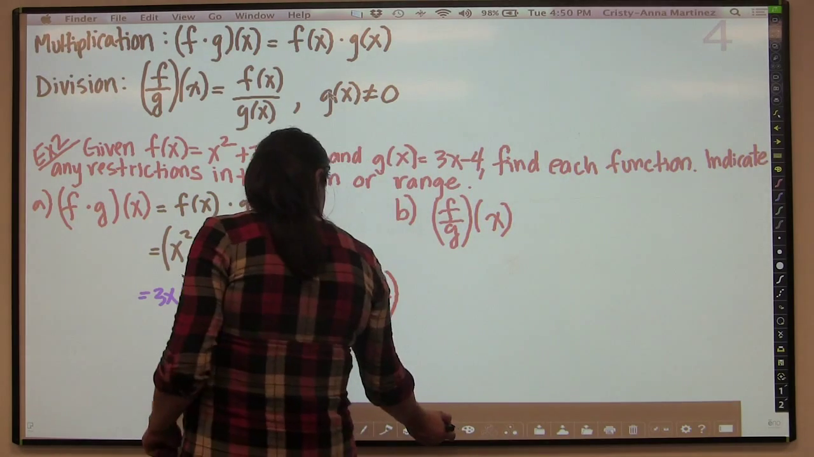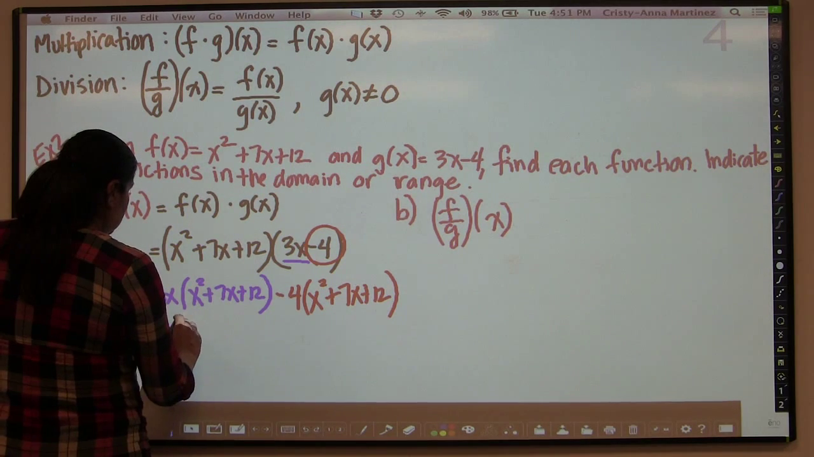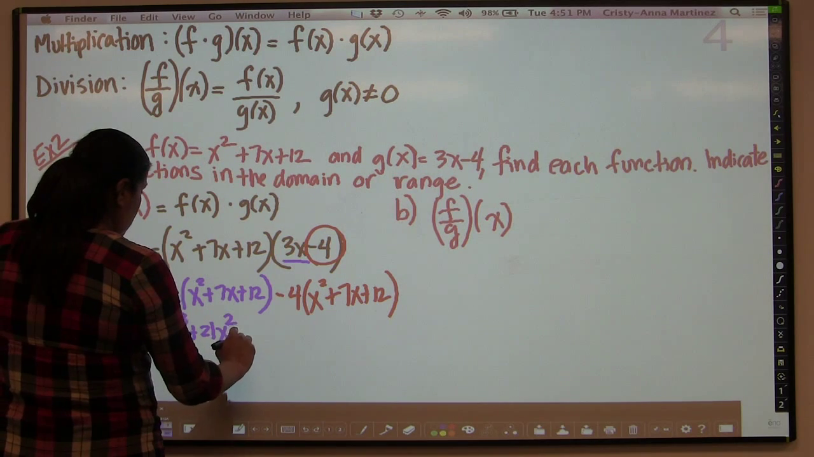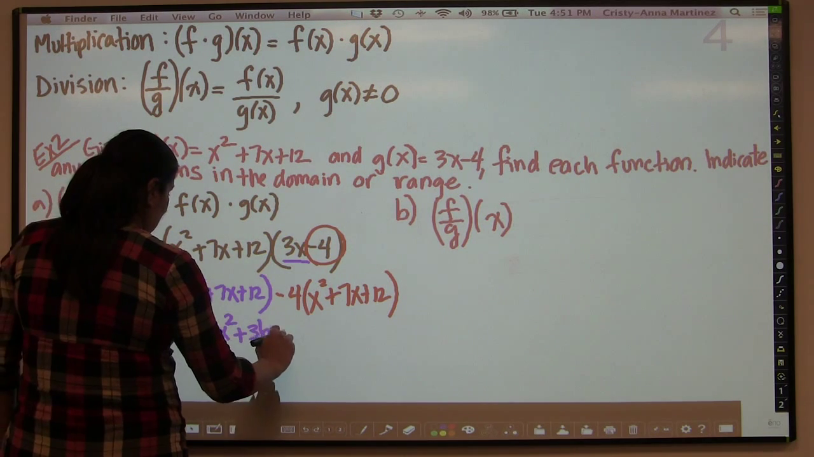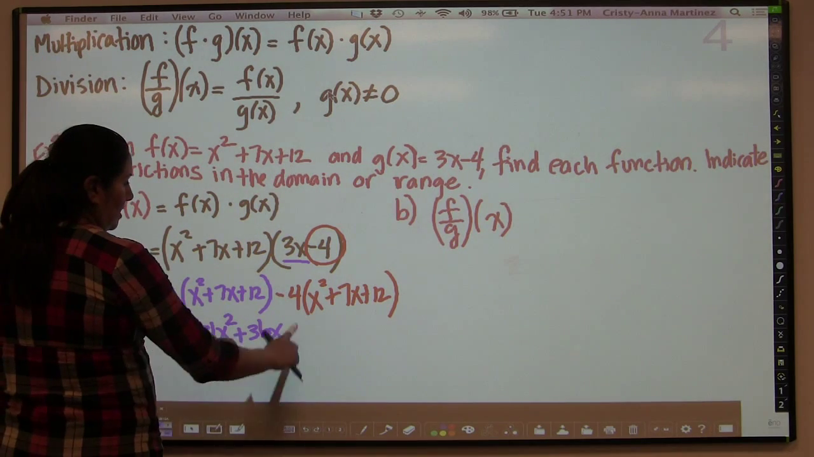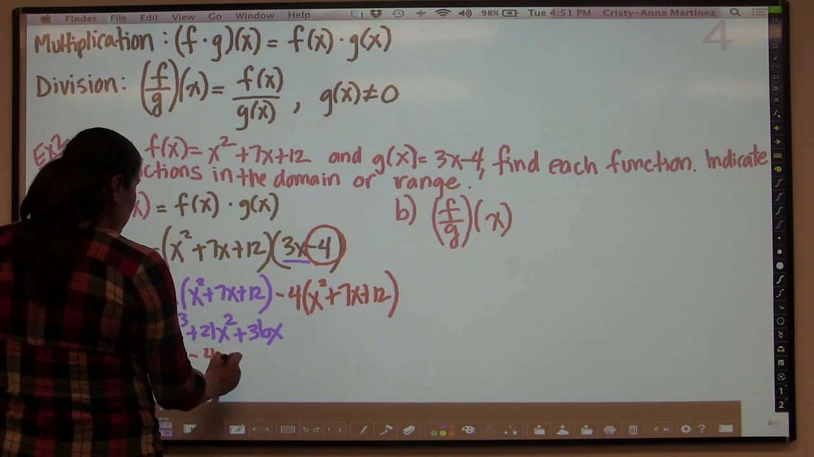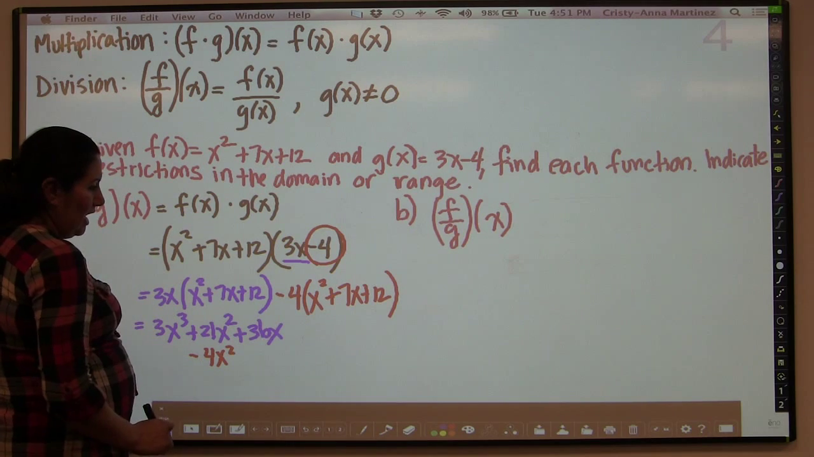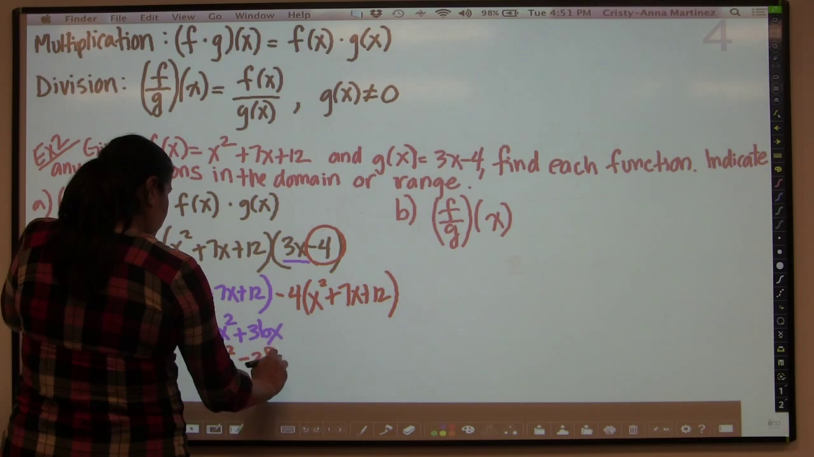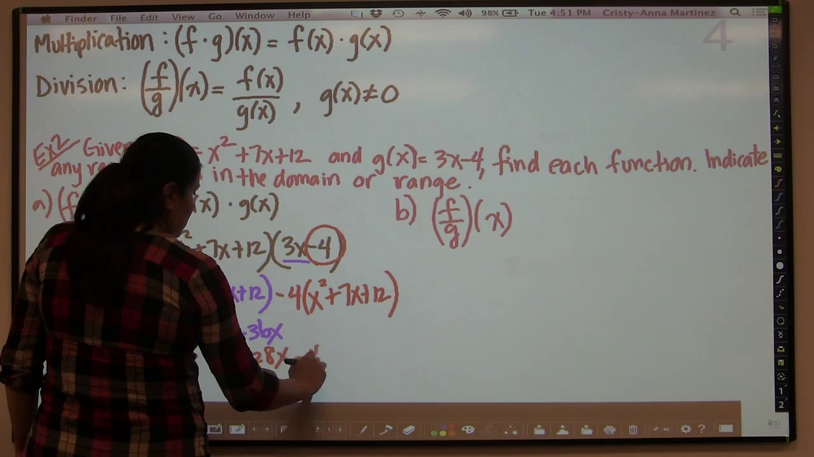So in the first case, we're going to get 3x cubed plus 21x squared plus 36x. And then we're going to get negative 4 times x squared is negative 4x squared. I'm going to put that right underneath the like terms here. And then negative 4 times positive 7 is negative 28x. And then negative 4 times 12 is negative 48.